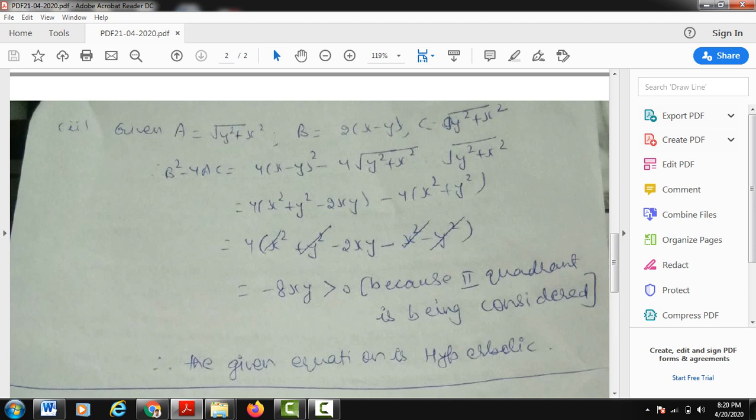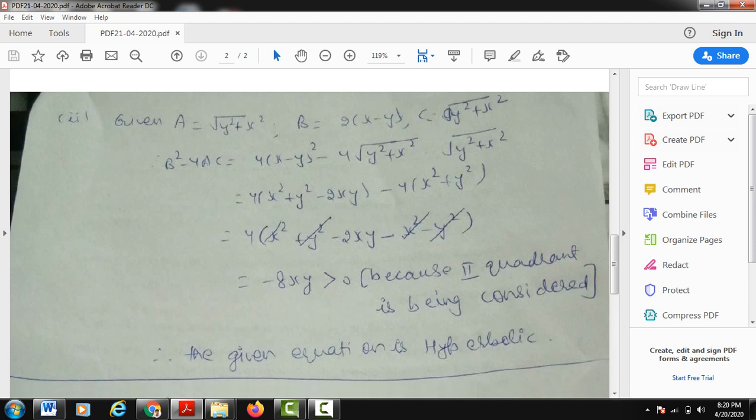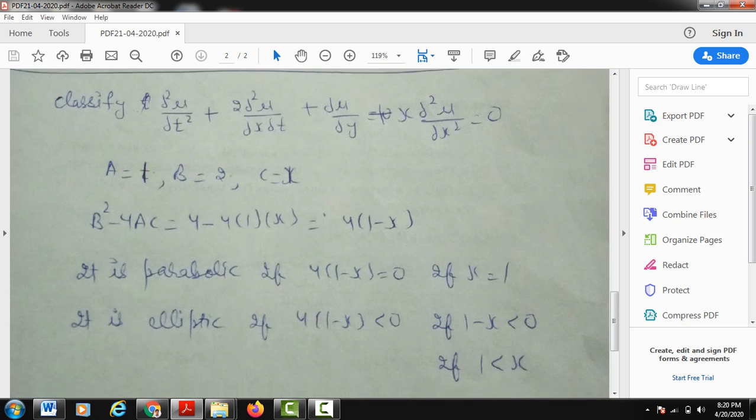Now if this negative factor is being multiplied with minus 8, then it will become plus 8. Okay, plus 8, or we can say the plus factor will be introduced. So this thing is greater than 0. So if this factor is greater than 0, it means the given equation is hyperbolic. Okay, clear? So one more example I am going to discuss with you.